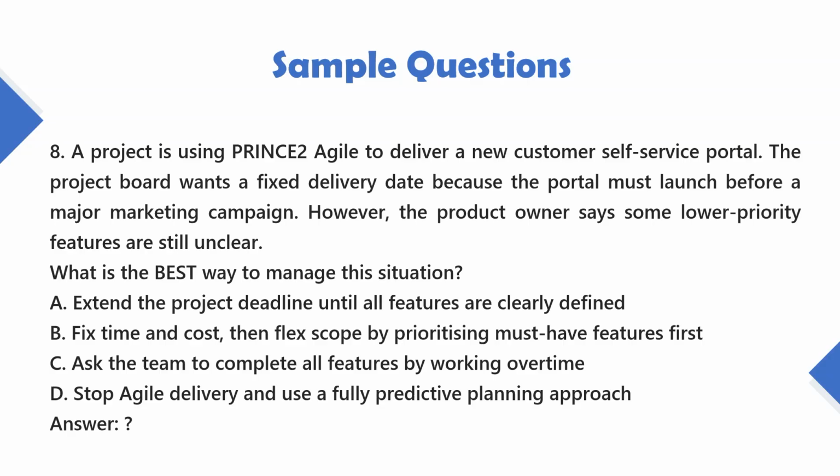A. Extend the project deadline until all features are clearly defined. B. Fix time and cost, then flex scope by prioritizing must-have features first. C. Ask the team to complete all features by working overtime. D. Stop agile delivery and use a fully predictive planning approach.